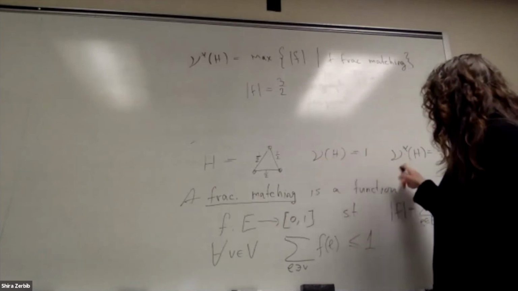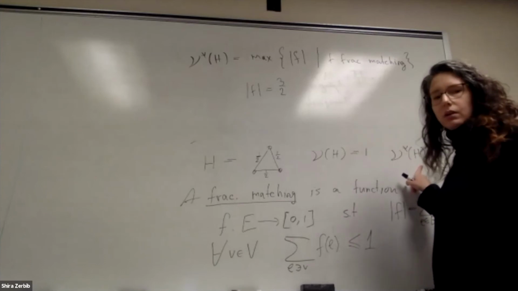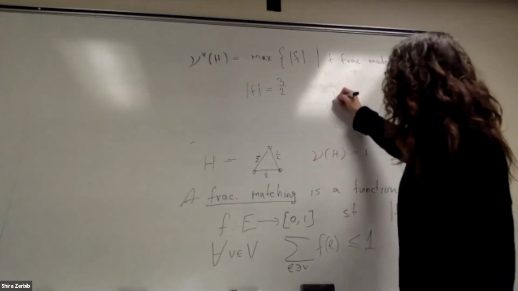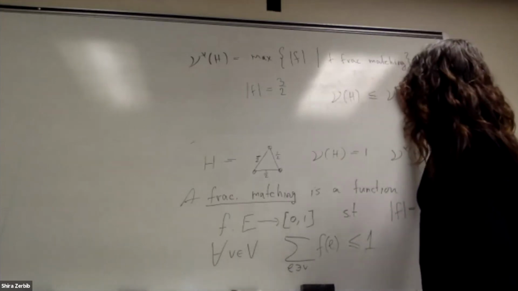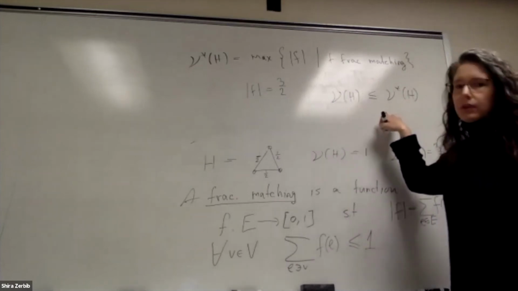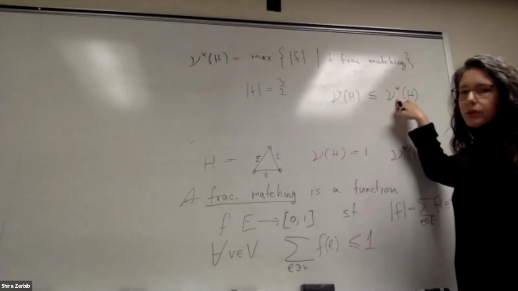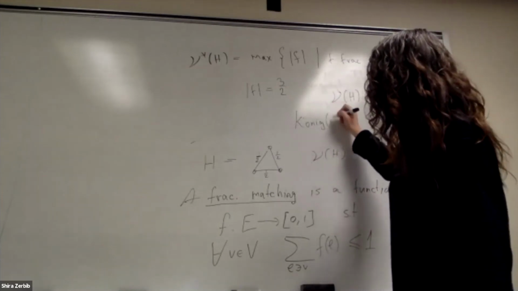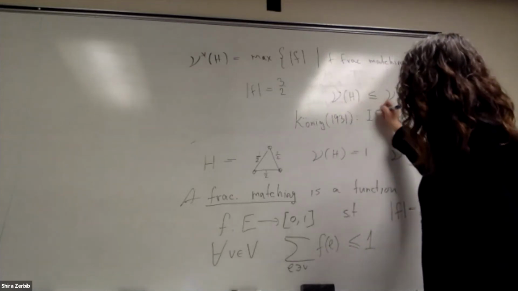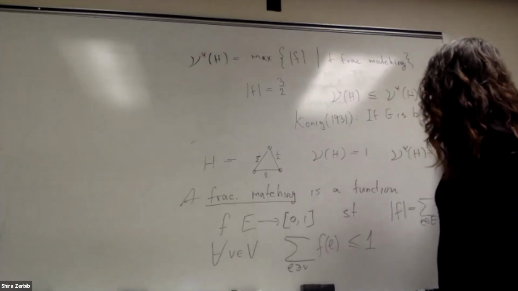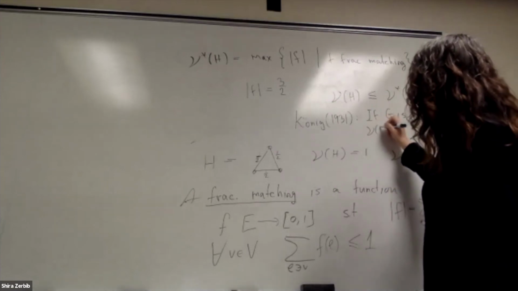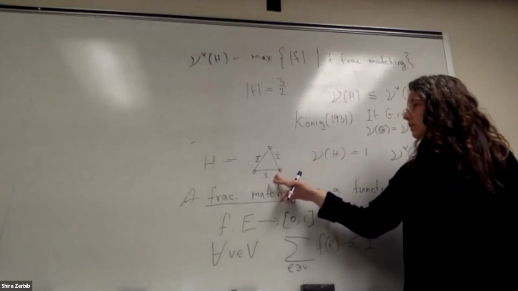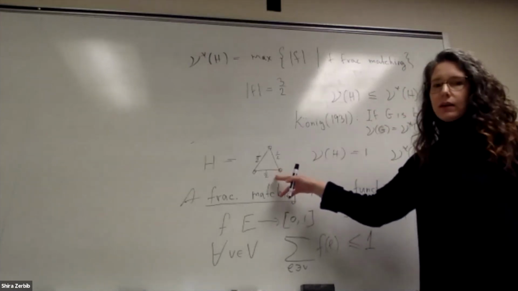So going from matching to fractional matching, we can actually improve the size that we get. So here, the best we can do is 1, and here we get 3/2. And this is true in general. So nu of H is always less than or equal to nu star of H. This is just by definition, because here we are taking a maximum over a larger set. And what König's theorem tells us, this is from 1931, is that if G is a bipartite graph, then nu of G equals nu star of G. So as you see, this is not true in this graph, and indeed, a triangle is not a bipartite graph.